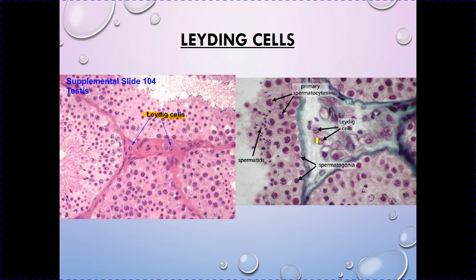In this one, you can see this is the epithelium of the seminiferous tubule, the seminiferous epithelium, having the spermatogenic cells, and this area is the connective tissue. This is the intertubular connective tissue region, having large cells which are called Leydig cells, the interstitial cells of Leydig, which are responsible for the production of testosterone, the male sex hormone.